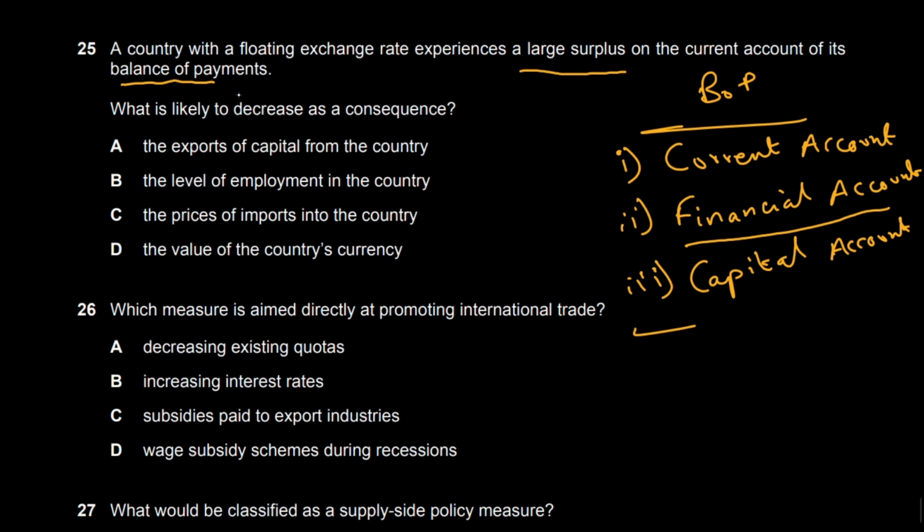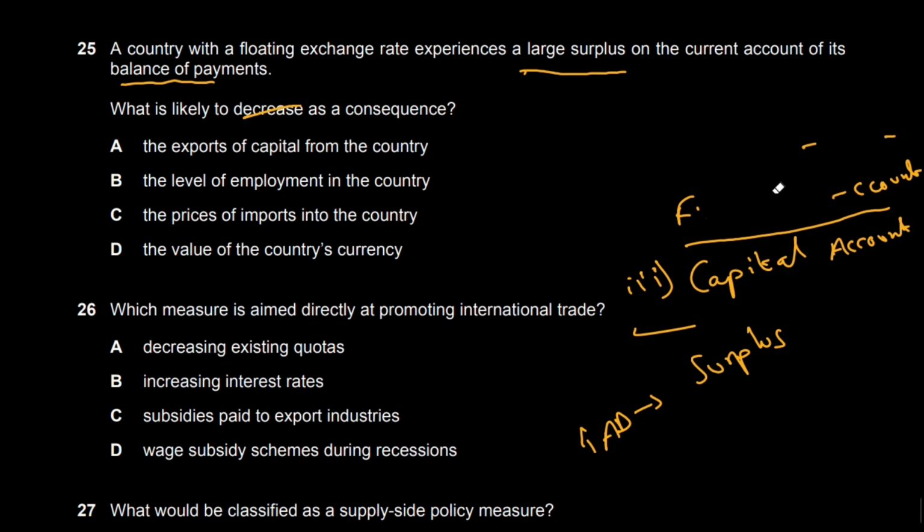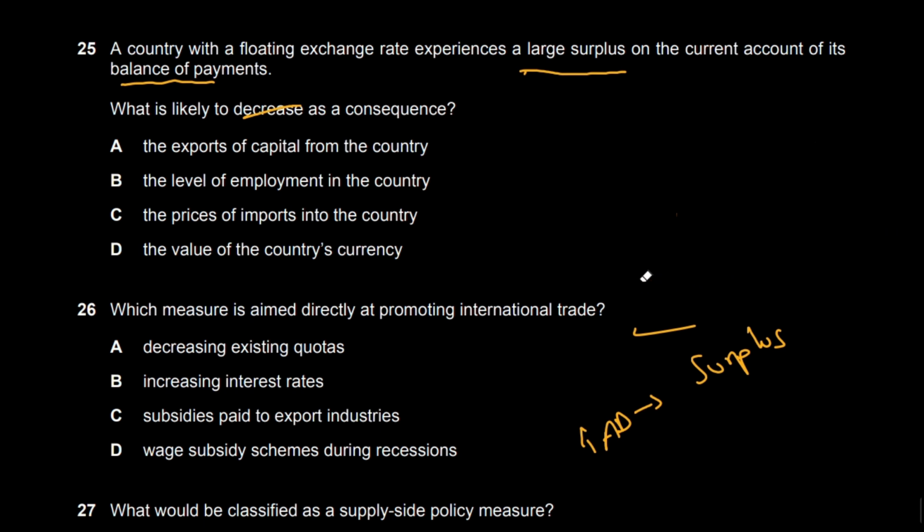So which of these is likely to decrease as a consequence? Option A is the exports of capital from the country. Whenever you have a surplus on your current account, this means that your demand must have been high, which may have caused this surplus. So option A is wrong, as the exports of capital from the country will not decrease. Basically, they will increase, as after an increase in your aggregate demand, your aggregate supply also increases, thus causing an increase in the prices.